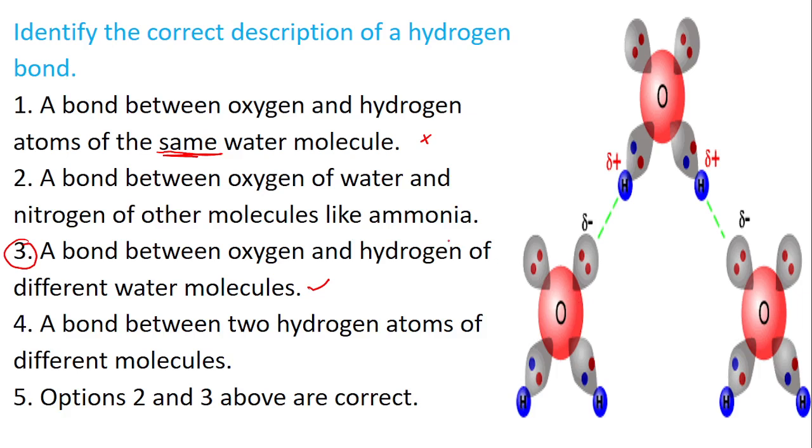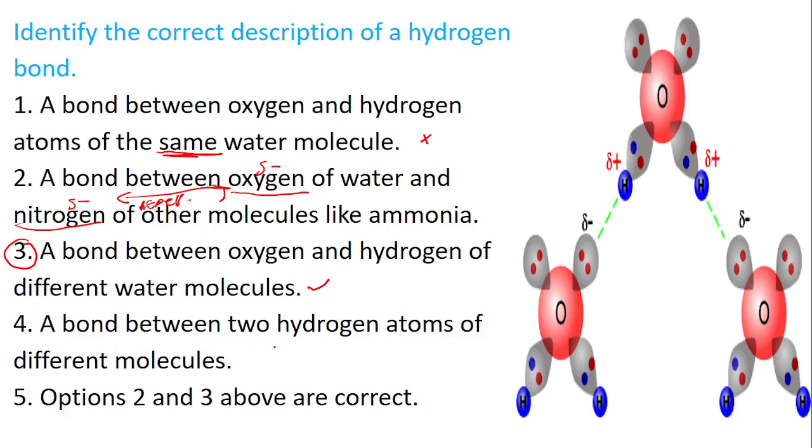All right. For a bond between oxygen of water and nitrogen, this is totally wrong, because this oxygen in water will be partially negative and that nitrogen will be partially negative, of which we know that negative and negative can't attract each other. They'll repel. So this is 100% wrong, and it can't take place.